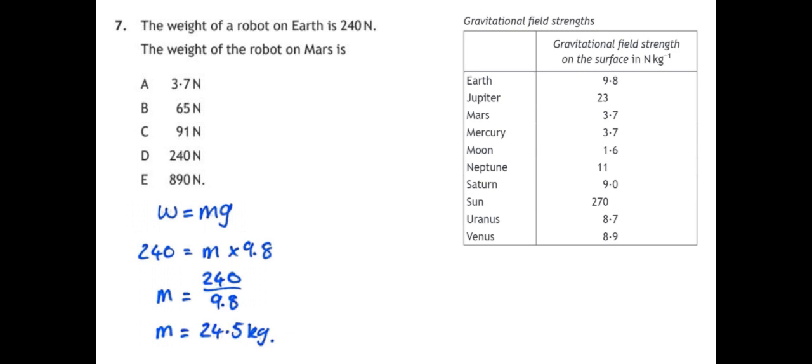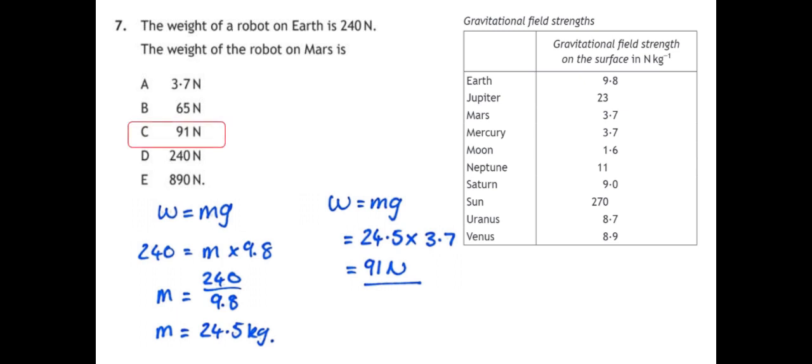Mass does not change anywhere in the universe, and therefore that mass on Earth, 24.5 kilograms, is the same as the mass on Mars. So we can do the same calculation, W equals m times g, for Mars. We're taking that mass and multiplying it by the gravitational field strength on Mars, 3.7, and we get a value of 91 newtons, which is answer C.